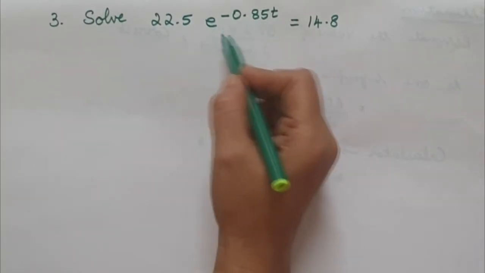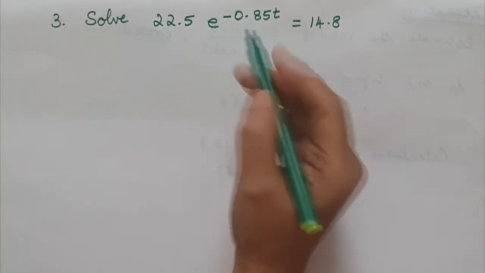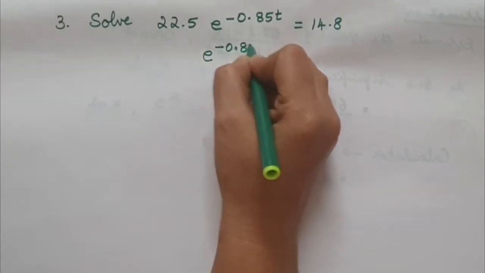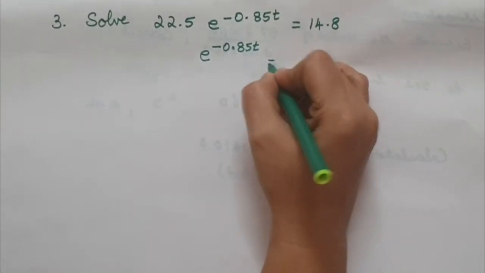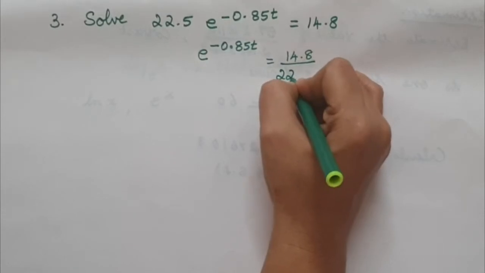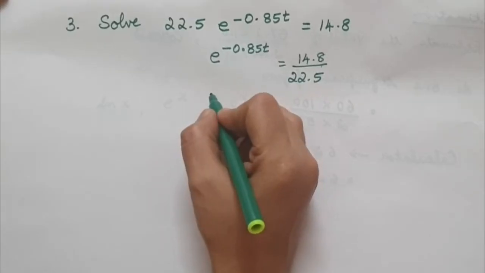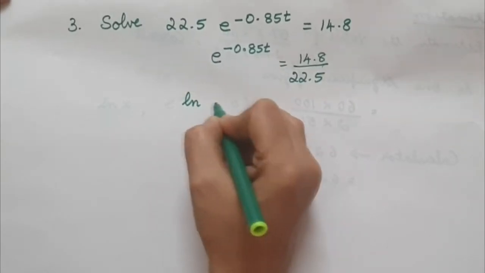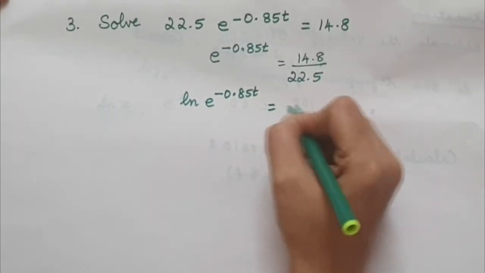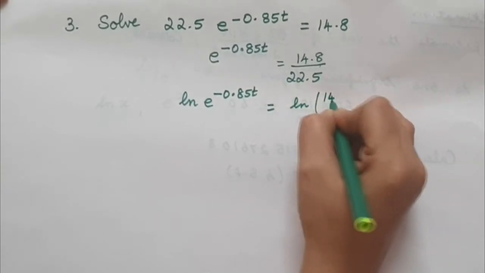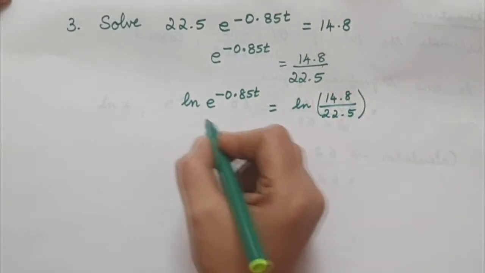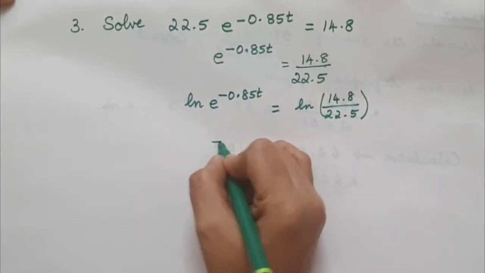Now the third question: solve 22.5 e to the power of minus 0.85t equal to 14.8. In order to solve this, we'll just keep e alone on one side, and the rest of the terms we shift to the other side. So it is e to the power of minus 0.85t will be equal to 14.8 divided by 22.5. Take ln on both sides. So when we take ln, ln of e to the power of minus 0.85t will be equal to ln of 14.8 divided by 22.5.